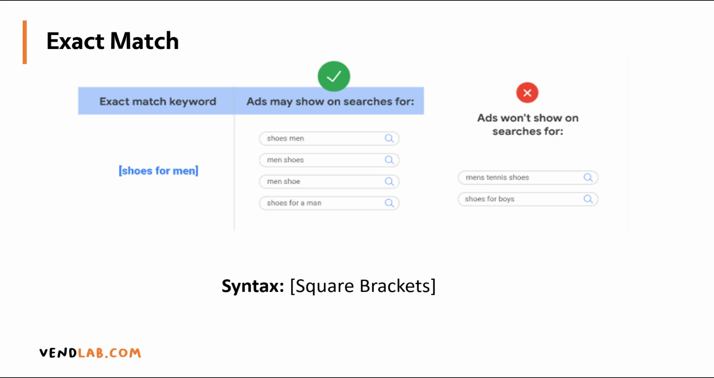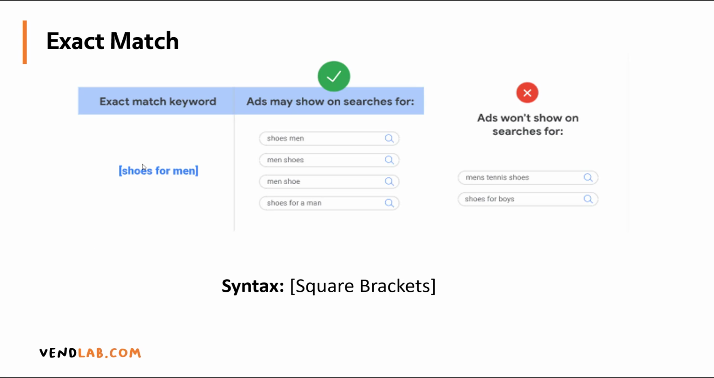Exact match keywords will only trigger an ad when the user searches for the precise phrase or keyword specified. This gives the most control over when your ad is served, but you will reach fewer searches than phrase match or broad match. Ads will also appear on searches with the same meaning or intent as the keyword. The syntax for exact match is square brackets.